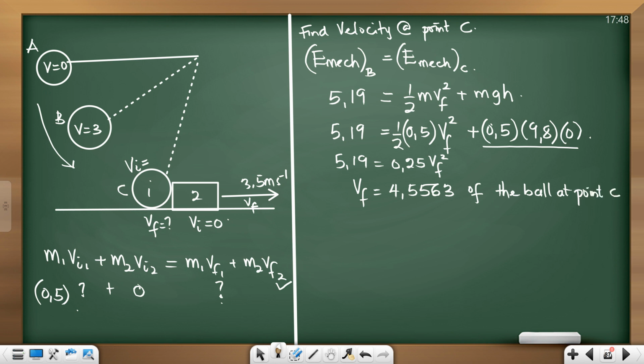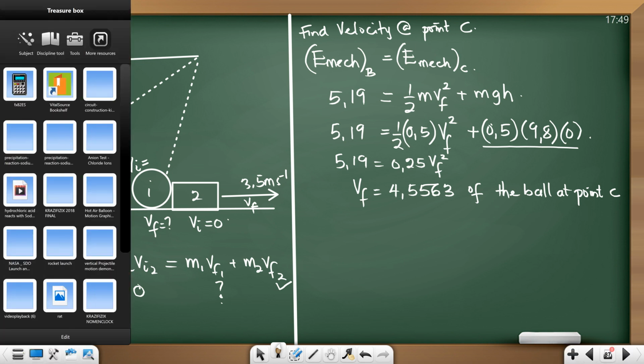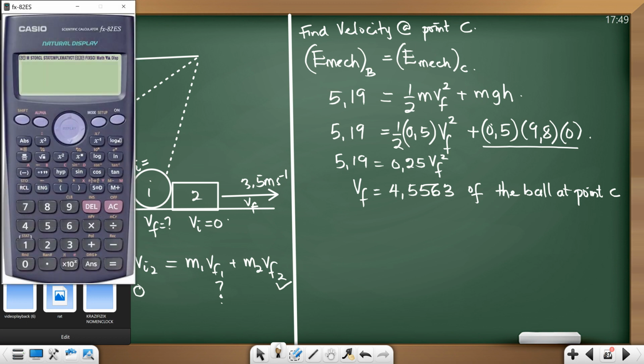Oh, sorry, I missed your thumbs up and down. Somebody says I should repeat the answer. Okay, I was focused on my screen. All right. What do you want me to repeat? Is it the method? We divide both sides. 5,19 divided by 0,25. And then we find the square root.